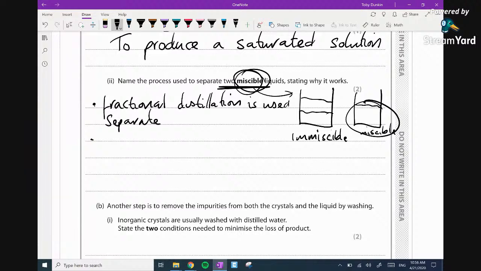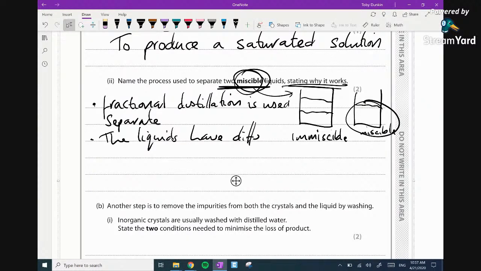And then it says, stating how it works. The 2 liquids have different boiling points. This is IGCSE. These are relatively easy. The liquids have different boiling points.